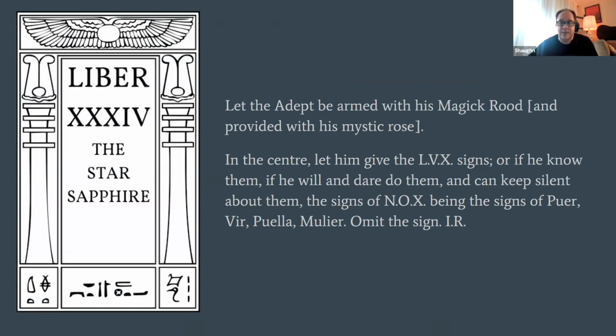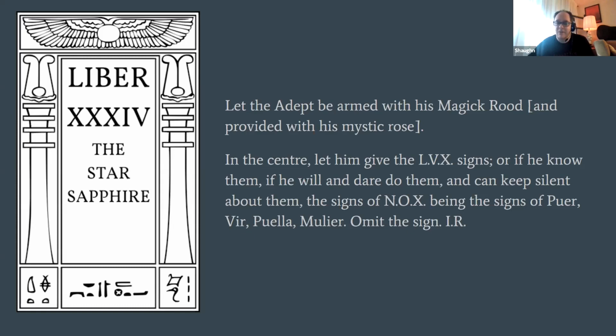Okay, so let's go through the text of the ritual. It begins: let the adept be armed with his magic rood and provided with his mystic rose. In the center, let him give the LVX signs, or if you know them, if he will and dare do them, and can keep silent about them, the signs of NOX, being the signs of puer, vir, puella, mulier. Omit the sign IR.